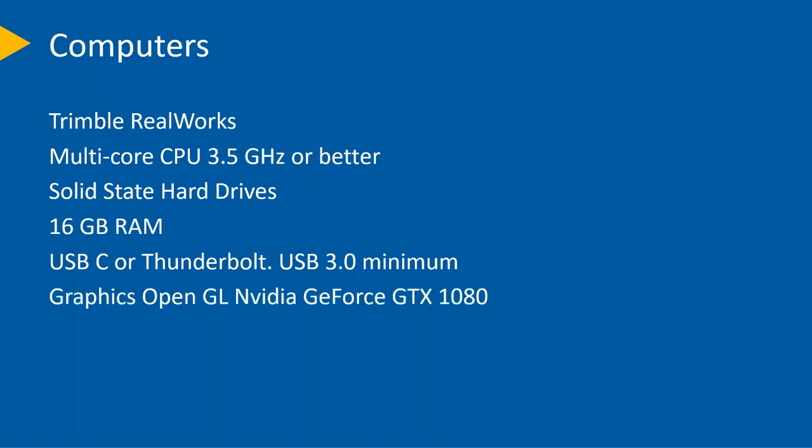And then you'll look at the graphics cards. So with Trimble RealWorks, it's looking for an OpenGL. I go for an NVIDIA GeForce GTX 1080, which is the one I'm using. NVIDIA has another class of video card that's made for CAD applications, but they're quite a bit more expensive. So I'm getting away with the gaming systems.